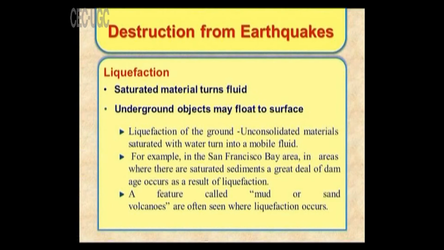For example, in San Francisco Bay there are saturated sediments, and a great deal of damage occurs as a result of liquefaction. The features are called mud or sand volcanoes. Simply, liquefaction is a mud-like substance, otherwise called sand volcanoes. They can easily take the building away, and because of its movable nature, the building can move a slight distance. So, that much power liquefaction has.